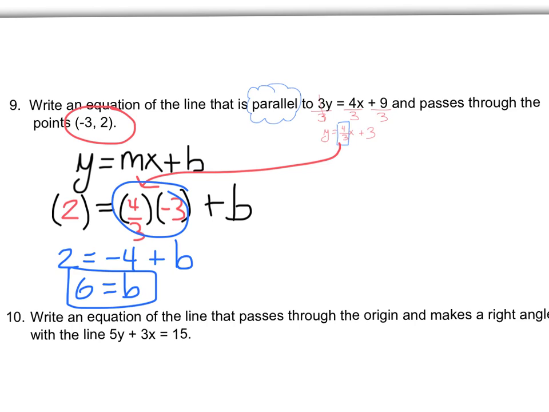I add the 4 back over, and I get that my y-intercept is 6. Well, now coupled with the fact that I knew the slope already right there, 4/3, and that I have the y-intercept, I now can write my final equation. y = 4/3 x + 6.